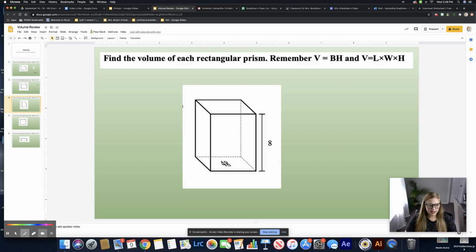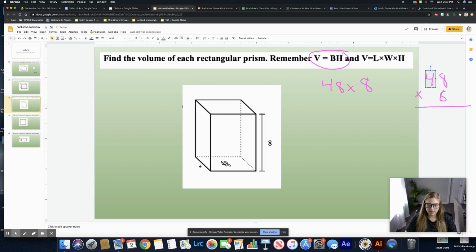All right, let's go ahead and solve it together. On this one, it gave me the answer for the base and the height. So I'm going to use this formula. Volume equals 48 times 8. I'm going to rewrite this, lining it up by the place value. 48 times 8. I'm going to grab a box or a sticky note and pretend that that second number is not there. So pretend that's covered up.